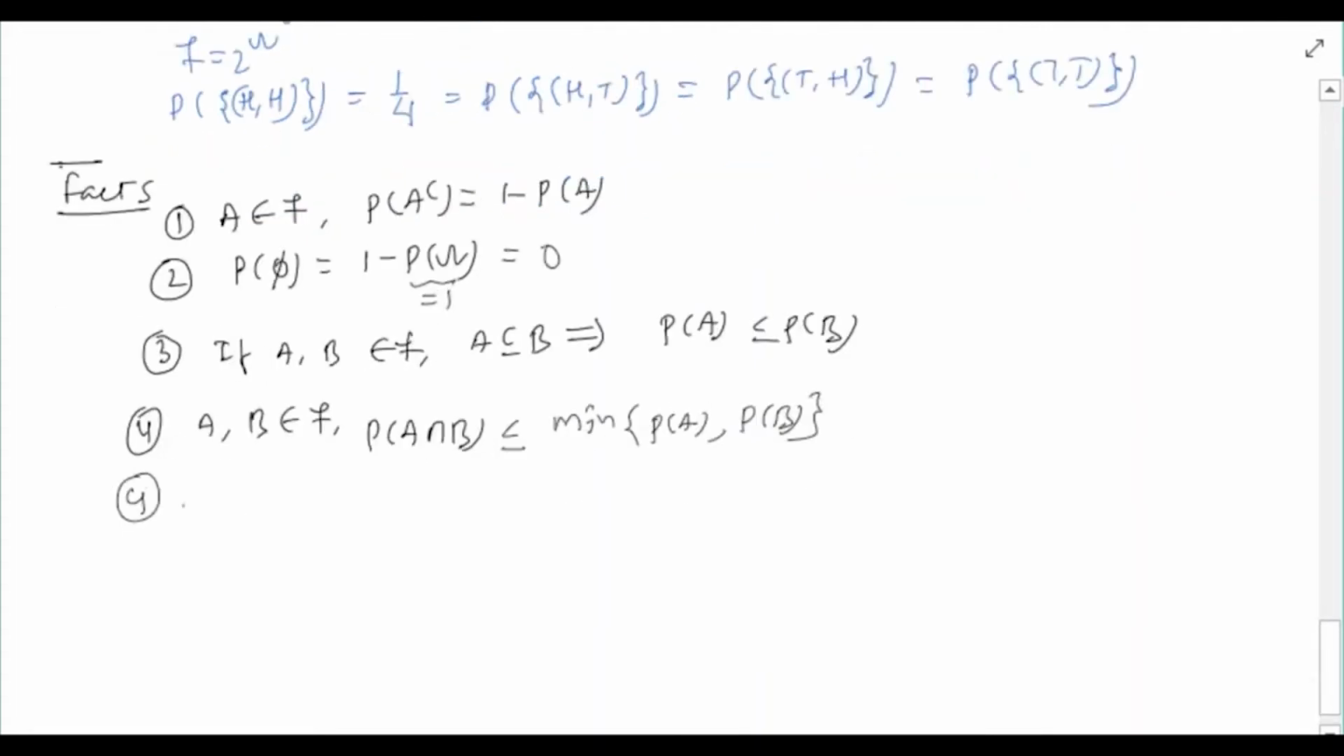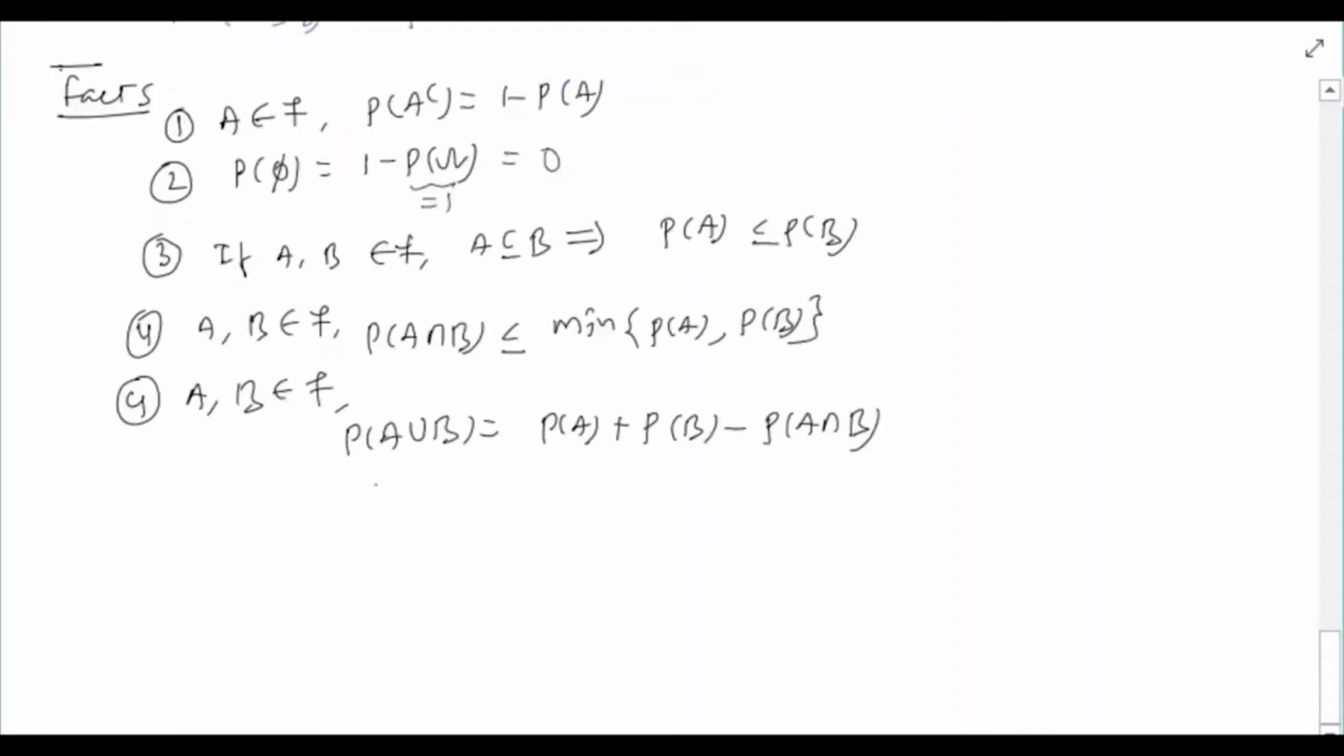The next property says that, as before, if A and B are events, then probability of A union B is probability of A plus probability of B minus probability of A intersection B. All these properties can be easily verified using set theory. In particular, the fourth property implies that probability of A union B is less than or equal to probability of A plus probability of B.